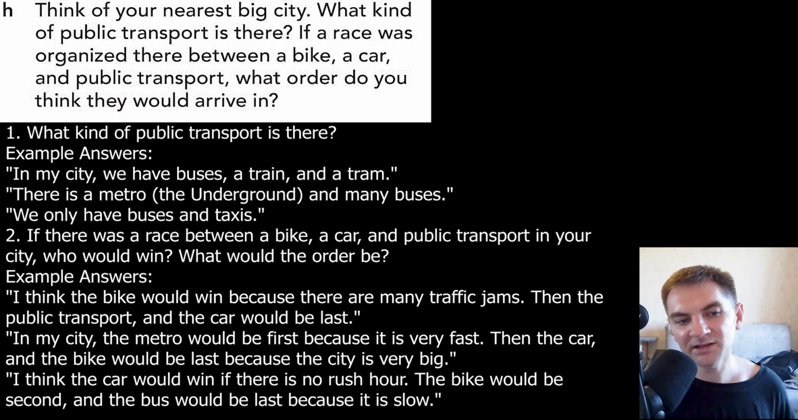I think the bike would win because there are many traffic jams. Then the public transport and the car would be last. Or in my city, the metro would be first because it is very fast. Then the car and the bike would be last because the city is very big. Or I think the car would win if there is no rush hour, the bike would be second, and the bus would be last because it is slow. Something like that. Okay, now try to discuss it with yourself.